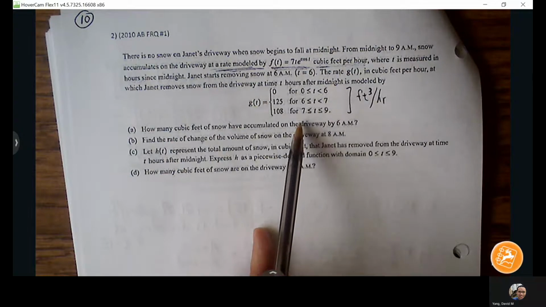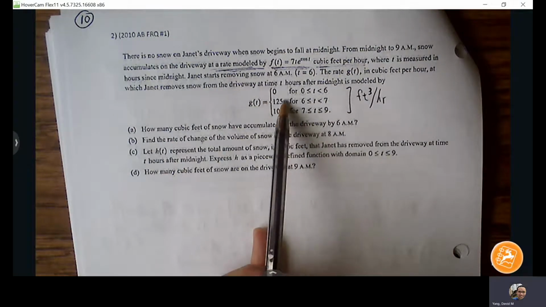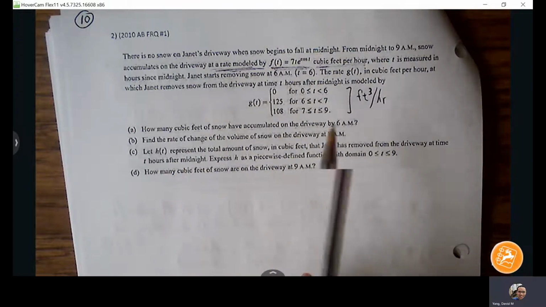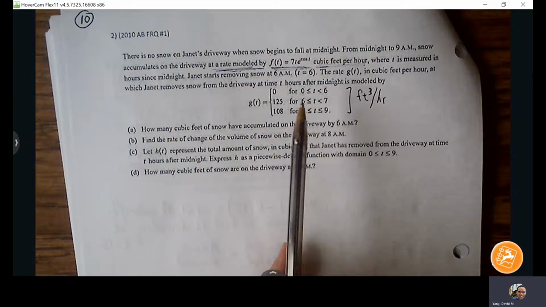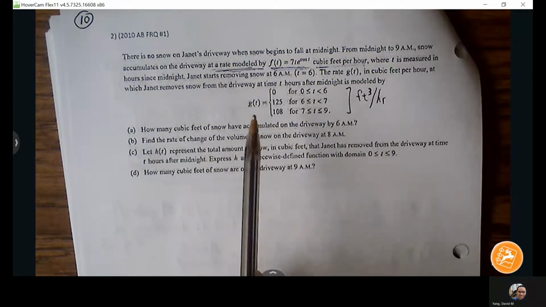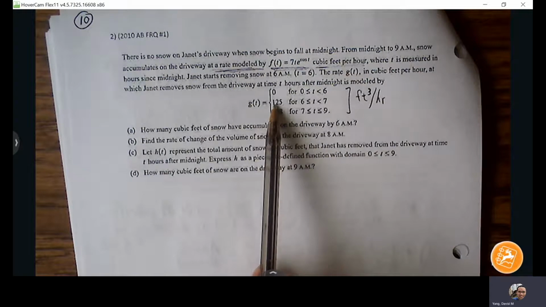Between 6 and 7 hours, what is she going to accomplish? What does that 125 tell us? Right, cubic feet per hour. So that means between 6 a.m. and 7 a.m., she would have removed how much snow? Yeah, exactly 125 cubic feet, right? So that's her progress between 6 and 7 a.m.